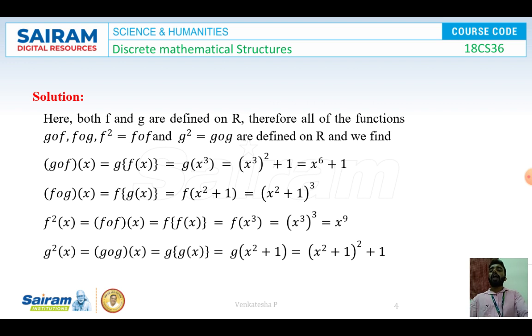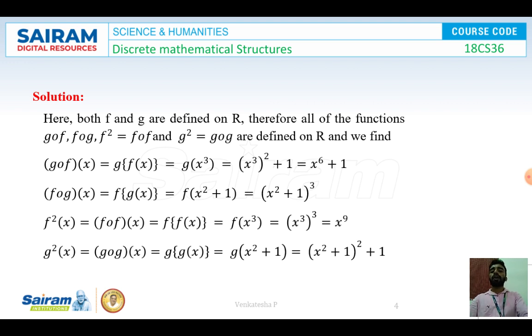Next is f o g of x. It will be equal to f of g of x. g of x is given by x square plus 1. So I'll be getting f of x square plus 1. So I got (x square plus 1) whole cube because f of x is x cube. So I'll be getting (x square plus 1) whole cube here.